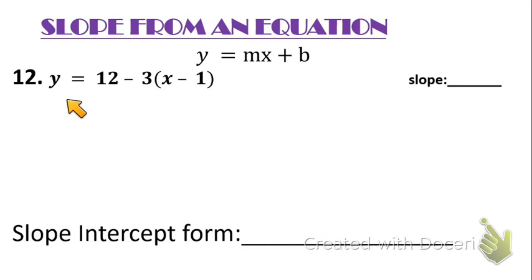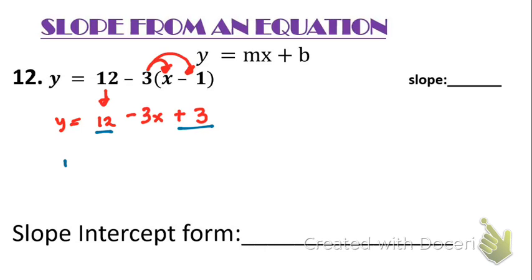All right, number 12. Ooh, there's some distributing going on here. Well, let's get to work on it. So let's simplify this. What I'm going to do is drop the 12. I'm going to distribute this 3 to this x. So negative 3x and negative 3 times negative 1 gives us a positive 3. Then I need to combine like terms, 12 and 3. So this will give me negative 3x plus 15.